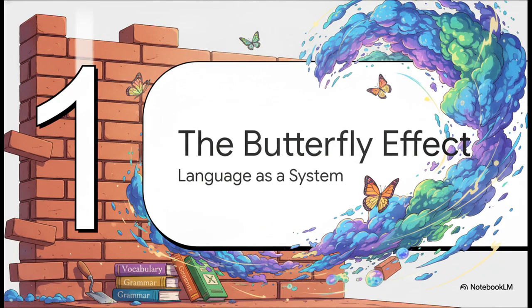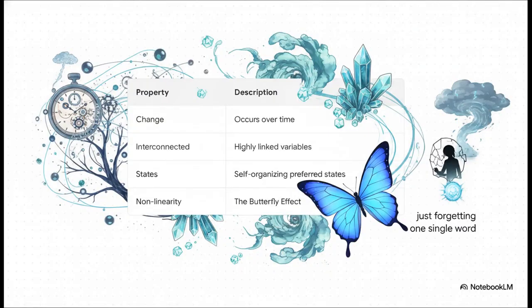Part 1, the language butterfly effect. So, a lot of us grew up thinking language learning is kind of like building a static brick wall. You cement a vocab word here, a grammar rule there, and it just stays put. But dynamic systems theory flips that completely. It tells us that speaking a language is actually a lot more like navigating a chaotic, unpredictable weather system.